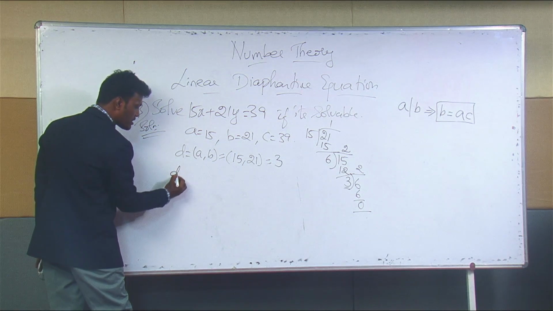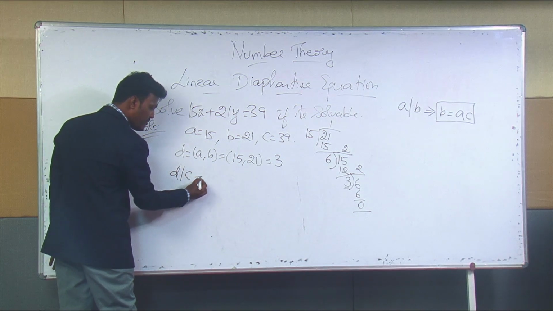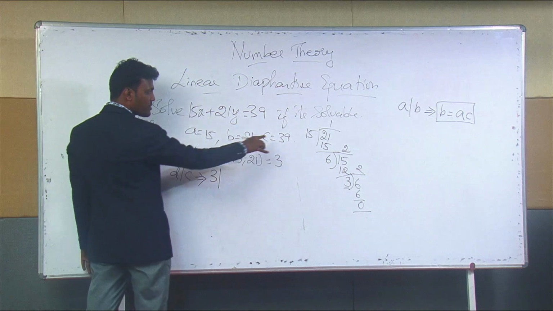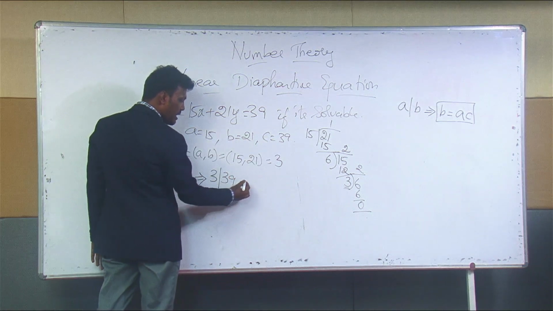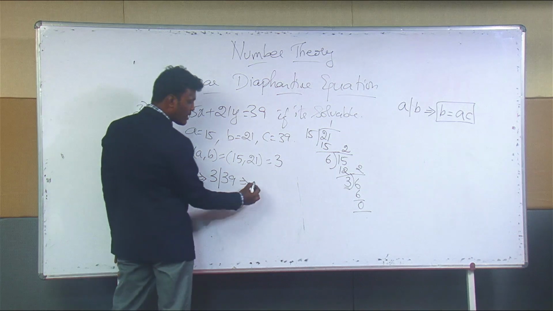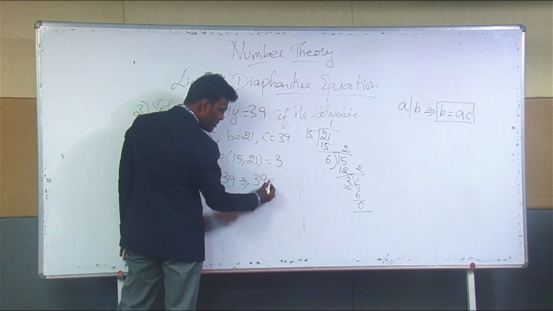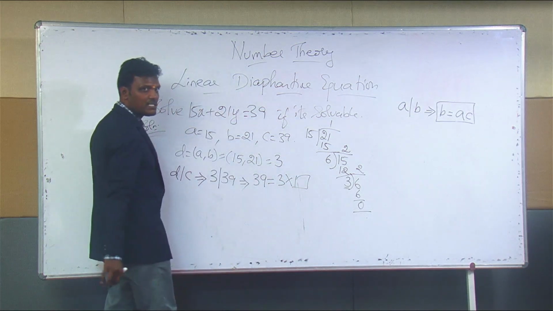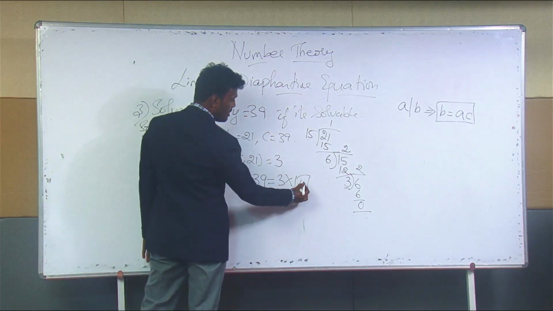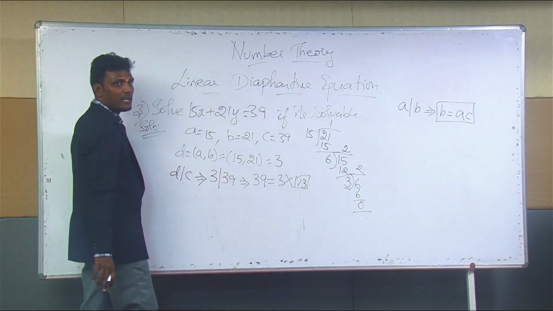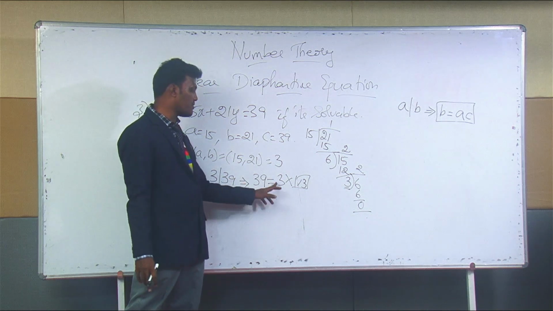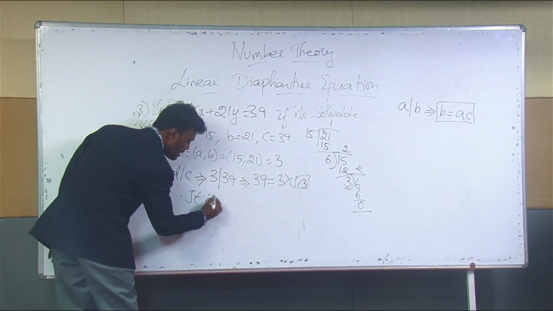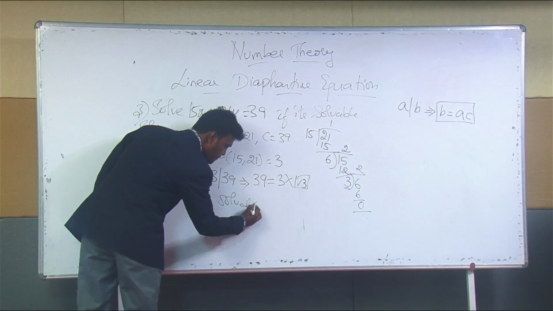What is the condition to check solvable? D divides C. What is D? 3 divides C, where the C value is 39. So according to the divisibility concept, the second term can be expressed as 3 times some other integer. What integer can be written? 13. So 13 3s are 39. You can express 39 as 3 into 13. So it is solvable.